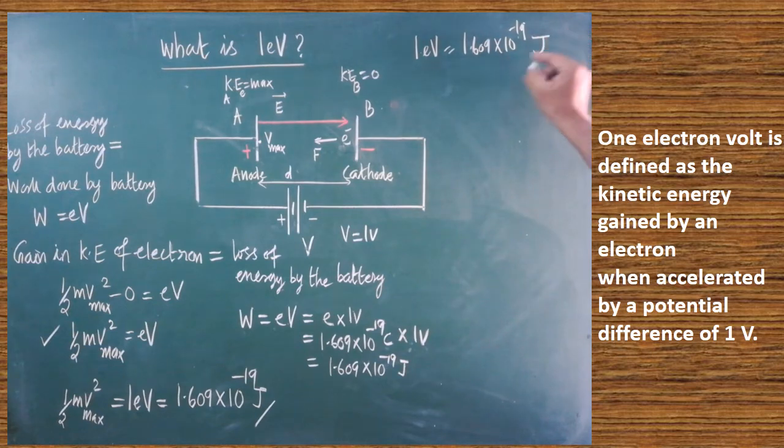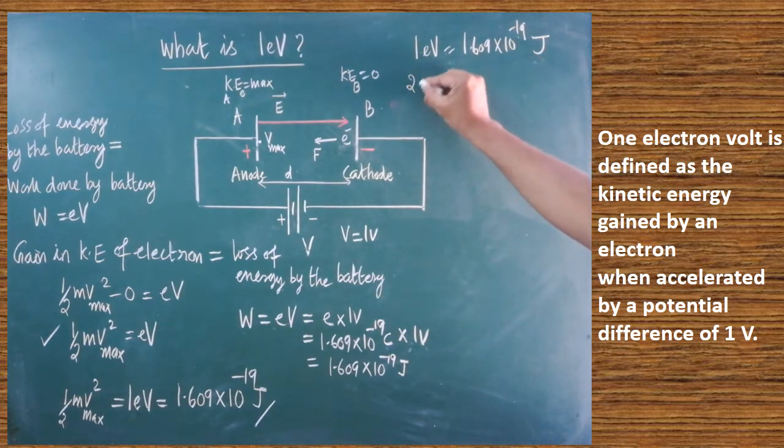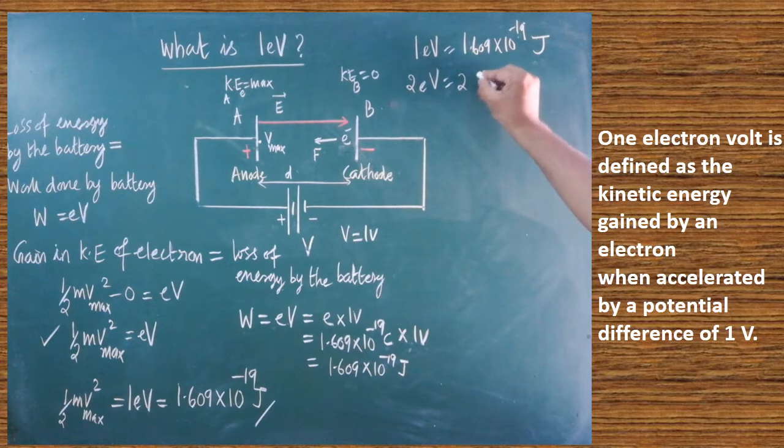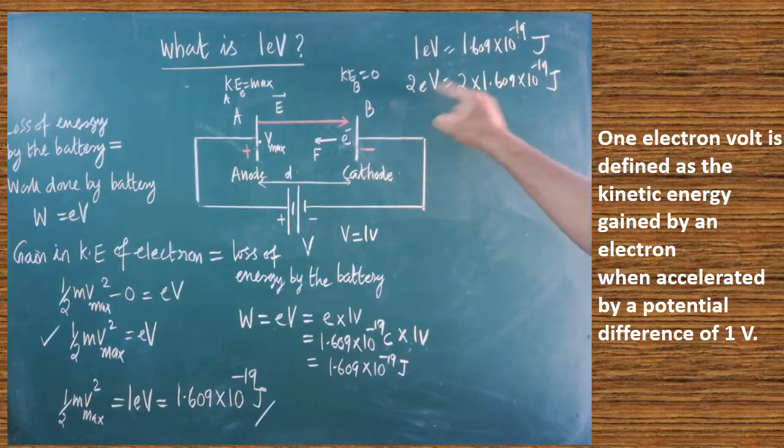This is the conversion to convert any value of electron volt into joule. For example, if 2 electron volt is given, how will you convert? 2 into 1.609 into 10 to the power of minus 19 joule. So this is the method of converting from electron volt to joule.